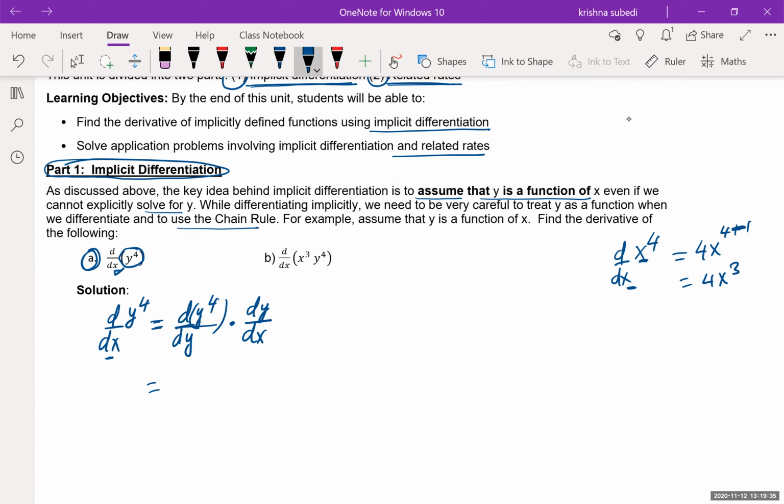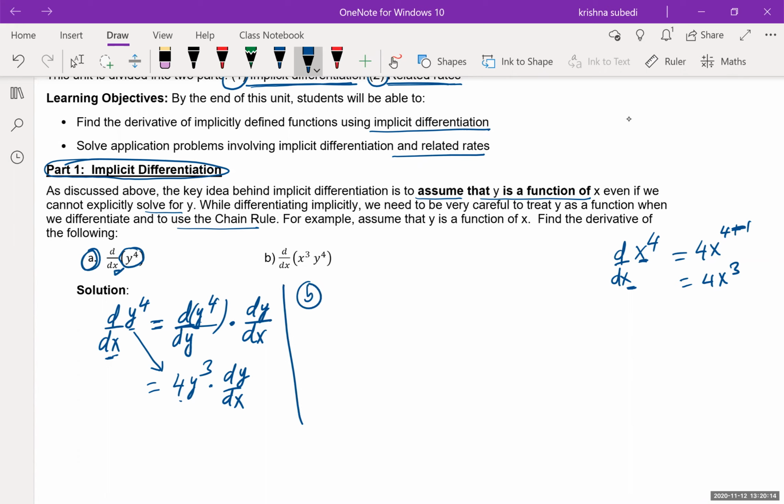So the derivative of y raised to power 4 with respect to y using power rule gives 4y cubed, and we're going to get dy over dx here. Whenever we have a different variable than x, remember we use the power rule, and then we need to write one extra factor. I'm not going to show these steps every time, so we go from here directly to that step. All right, so let's try part B.